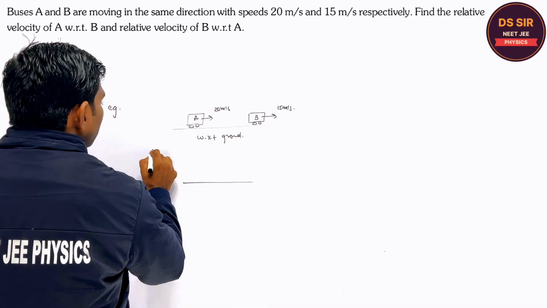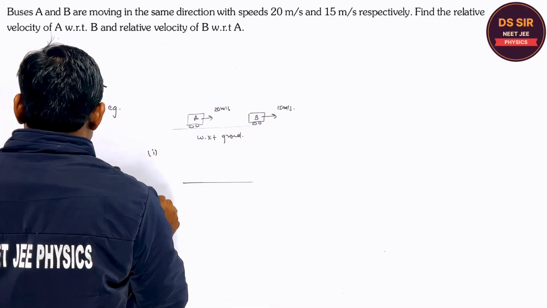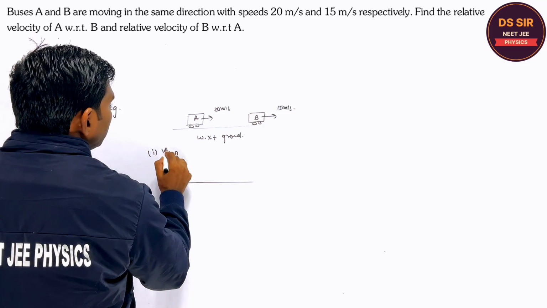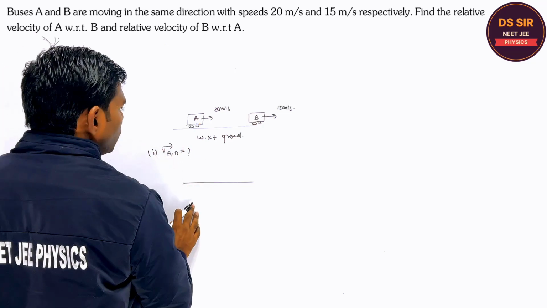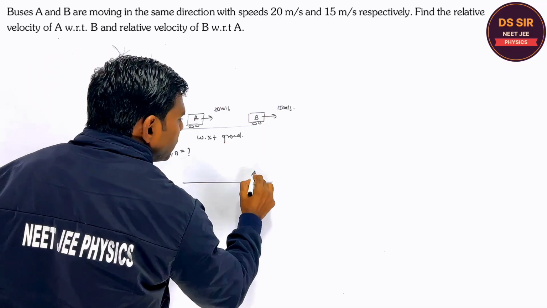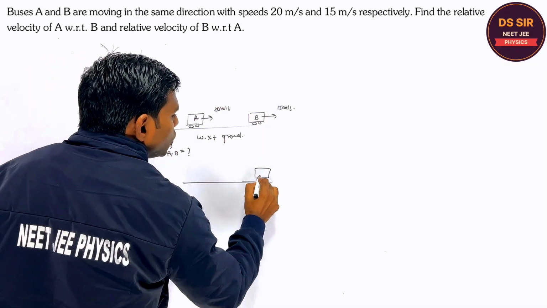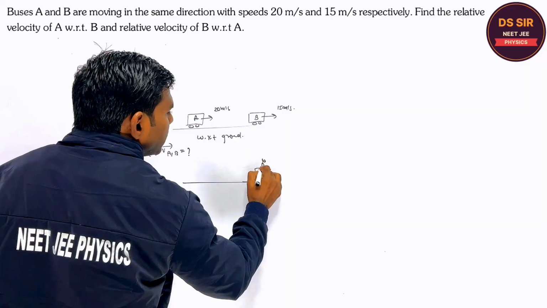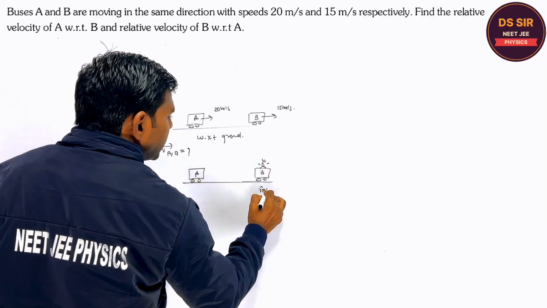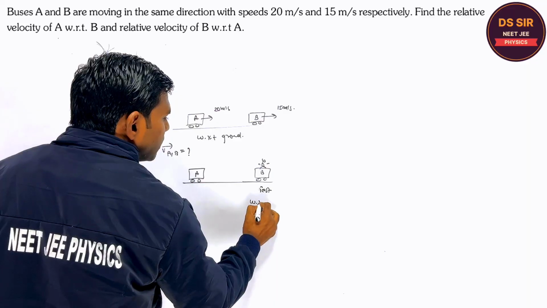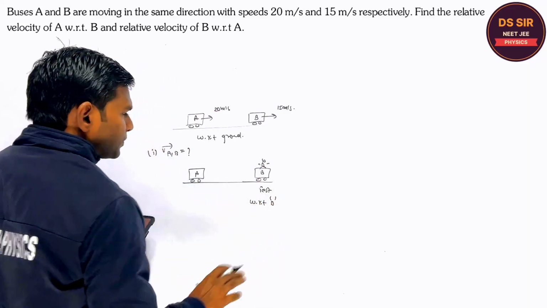Now the first part: you have to find the relative velocity of A with respect to B. This is the relative velocity of A with respect to B, meaning you are sitting on B and observing A. So B is at rest. This figure is with respect to B. Is it clear or not?